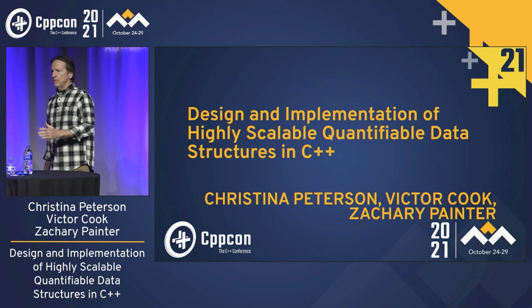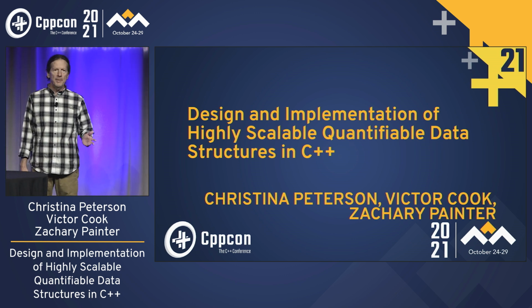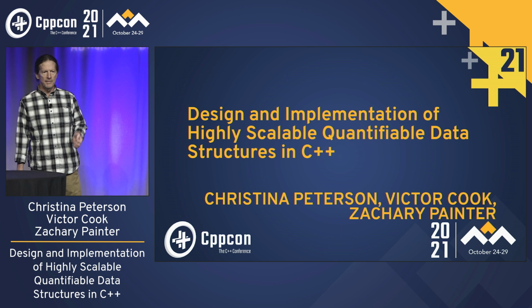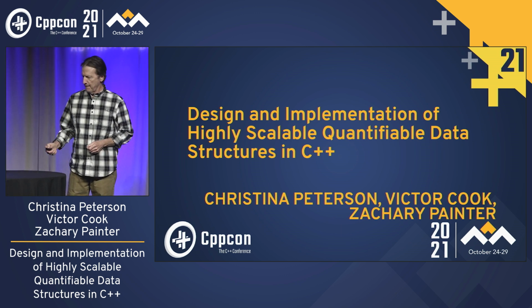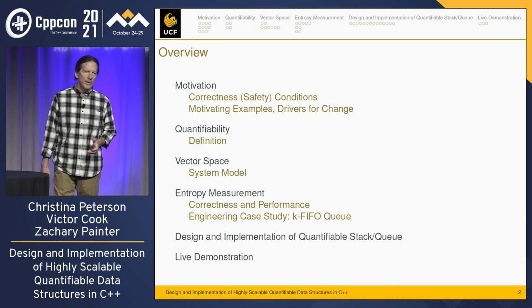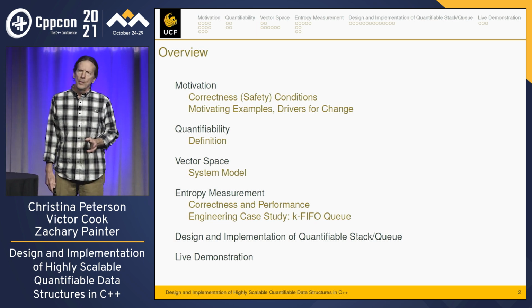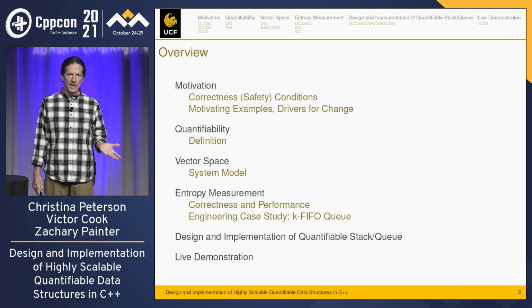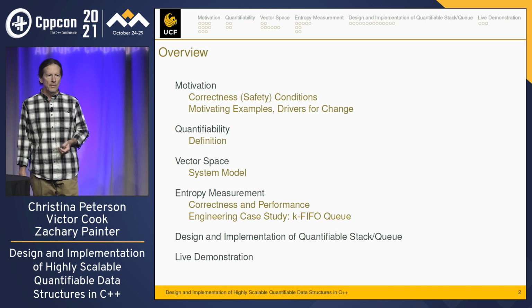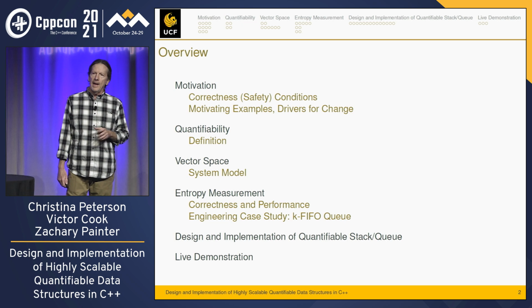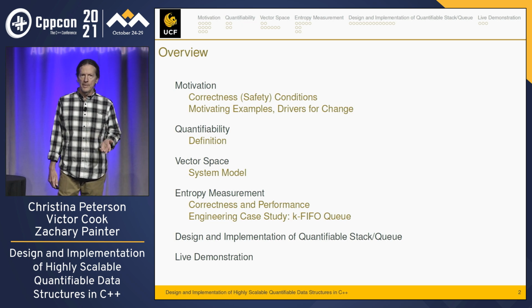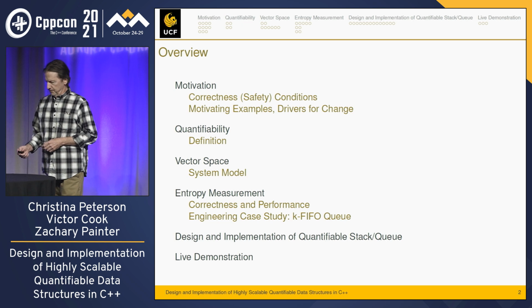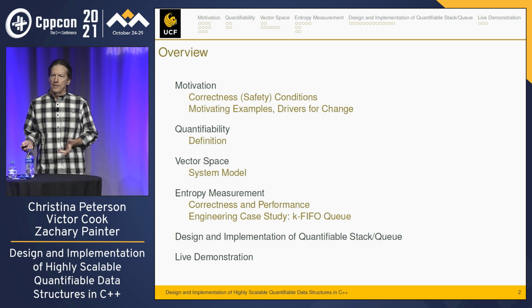So, with that introduction, we'll go into our presentation, design and implementation of highly scalable, quantifiable data structures in C++. So here's the overview, and we're going to start with why we did what we did, and then we'll talk about exactly what is the definition of quantifiability, and then we'll go into some detail about how to use it in a real program in C++. The first section will be motivation, and we'll go into that now.